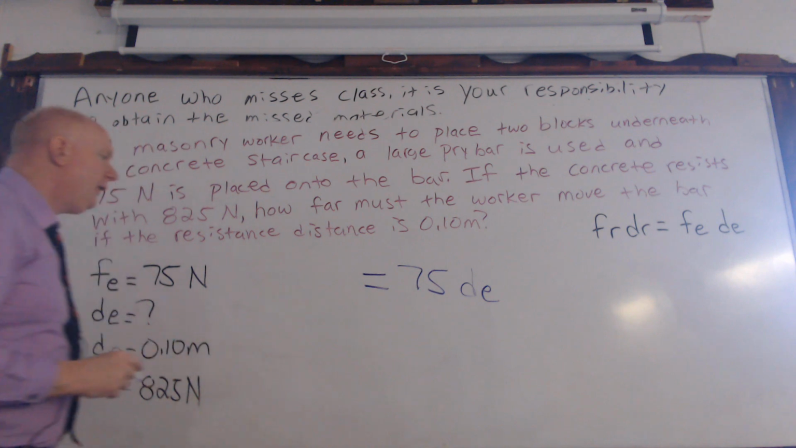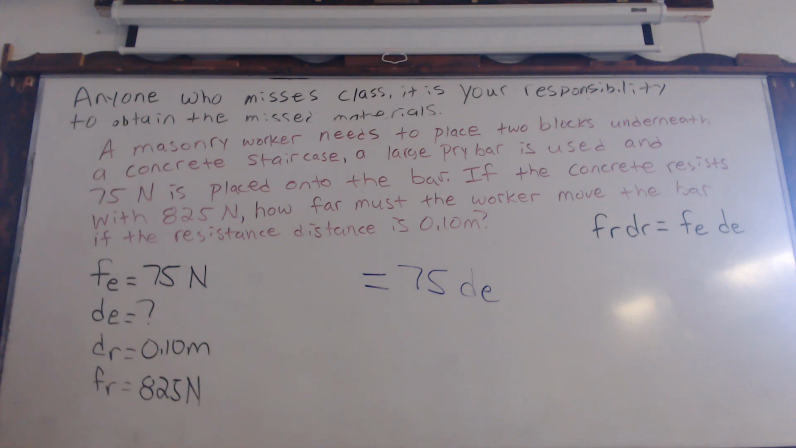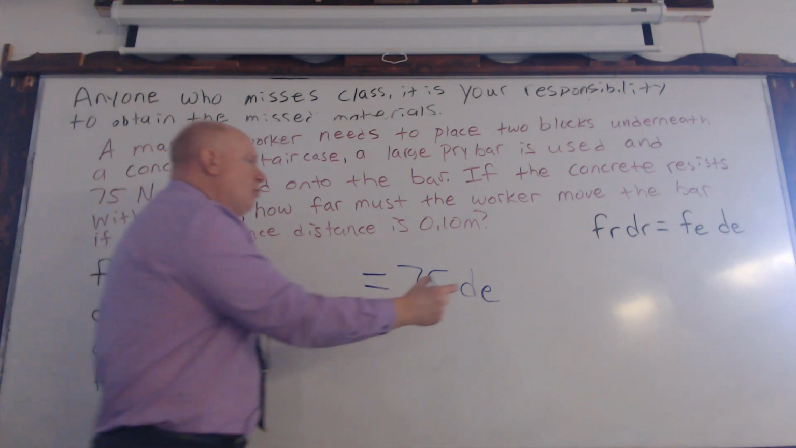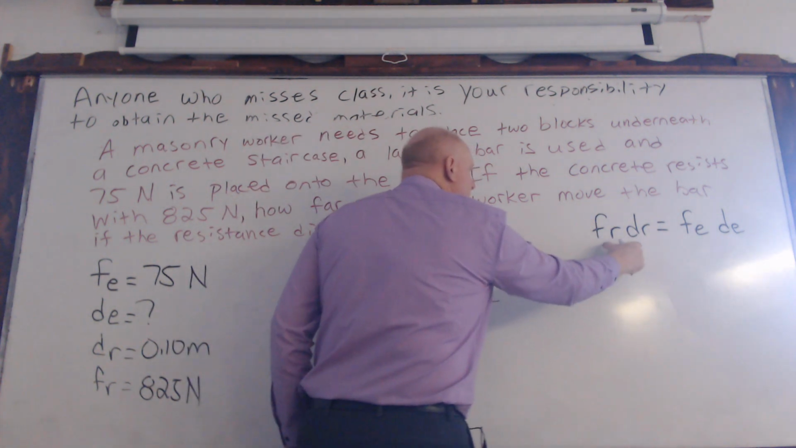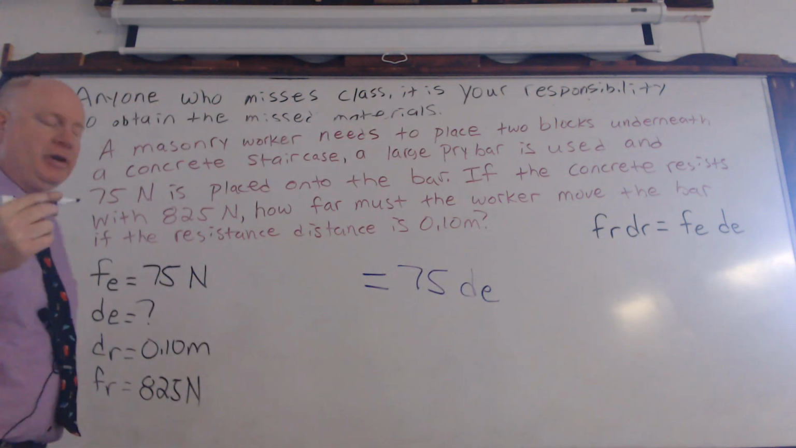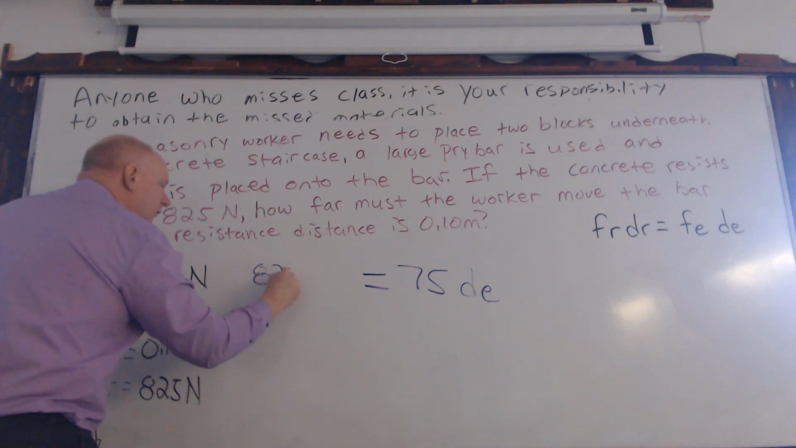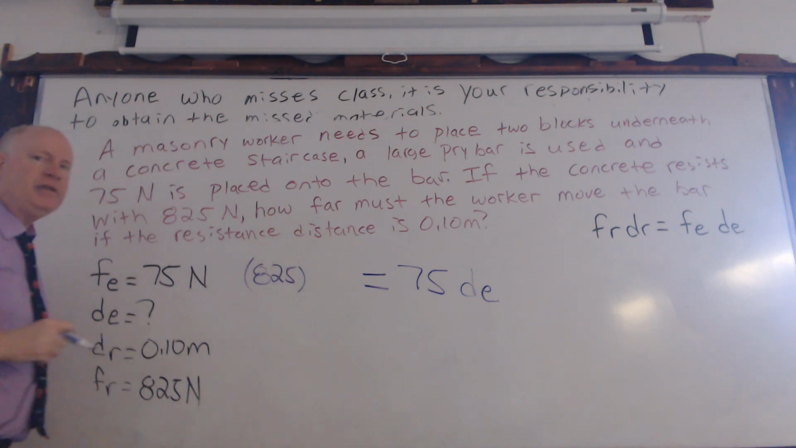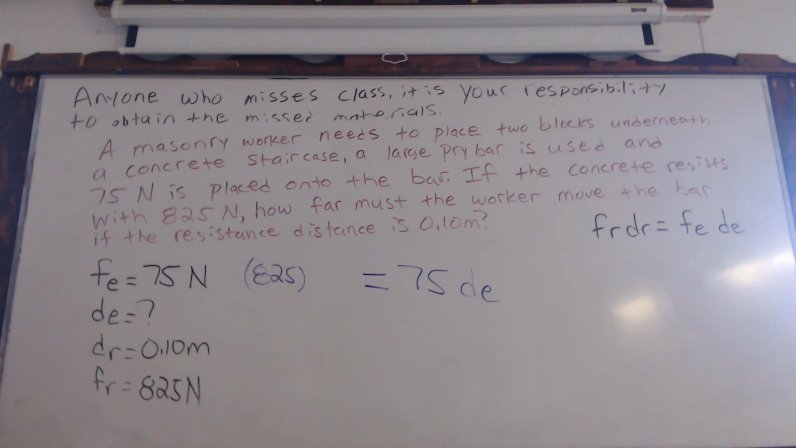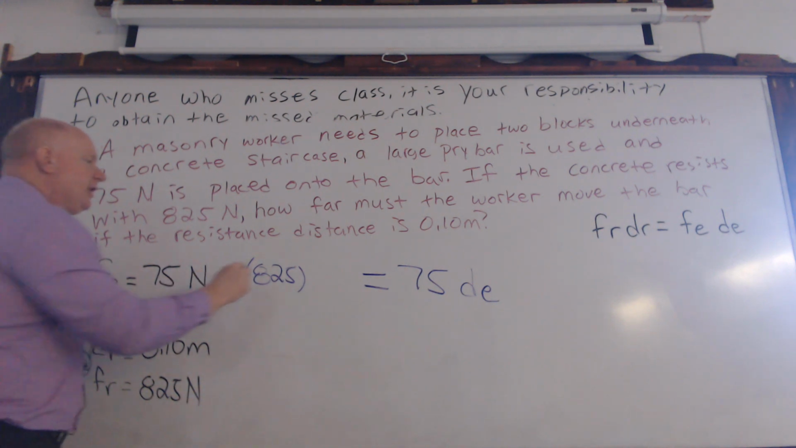So what's on the left-hand side of our equation? It looks like a resistance force and a resistance distance. So once we have this written down, according to our formula, what do we do with these two numbers? Yeah, you're going to multiply them. So we have 825 times what? 0.10.